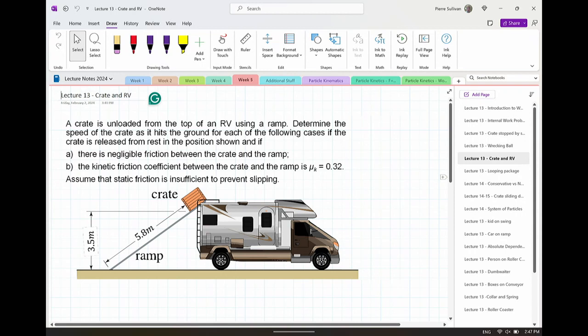So again, one of these cases where you have a slightly different case. A crate is unloaded from the top of an RV using a ramp. Determine the speed of the crate as it hits the ground for each of the following cases if the crate is released from rest in the position shown: negligible friction between the crate and the ramp, and kinetic friction between the crate and the ramp is mu k equals 0.32. You assume that static friction is insufficient to prevent slipping. So you're told in advance, and again, we do have cases where we want you to go through the whole process, but in work energy, we tend to sort of give you this jump ahead.